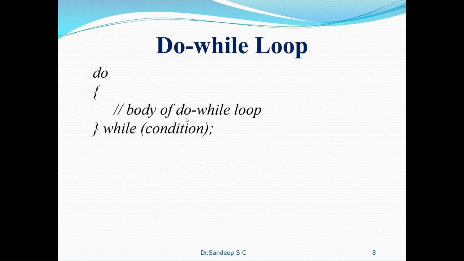So this is the syntax of do while. Now you can see here we have a do statement. Inside that we start writing the statements of the loop. After executing all these statements inside the loop, it will check the condition. If the condition is satisfied, again it will execute the statements. Otherwise, it will come out of the loop.